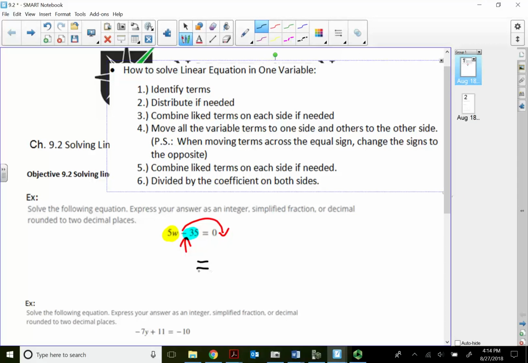Equal sign in the middle, left side, 5w is still 5w. Negative 35 comes over, becomes positive. Now I've got two terms, variable term on one side, and neither term has parentheses, so it must be time to divide by the coefficient 5. If I divide both sides by the coefficient 5, my answer is w equals 7.